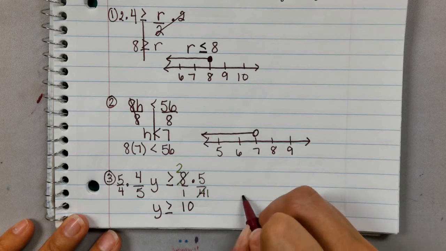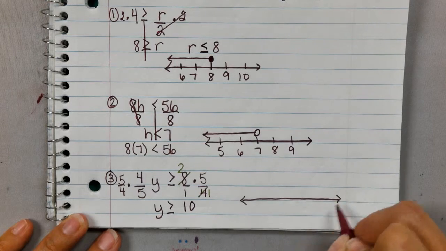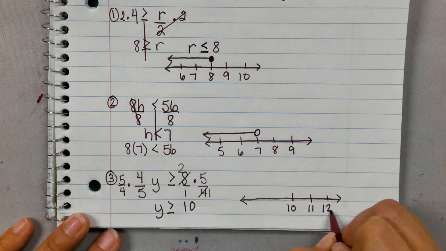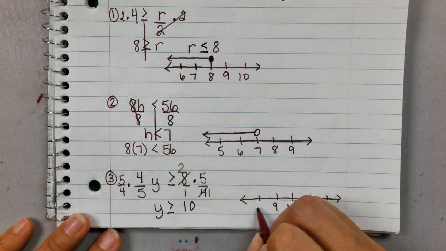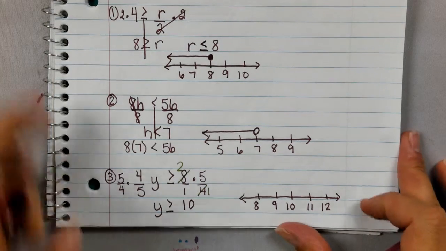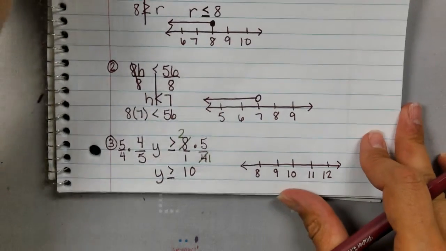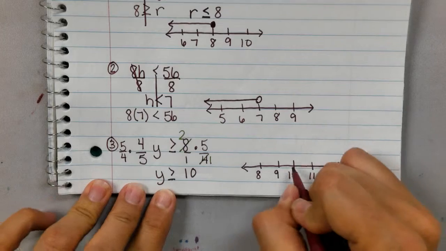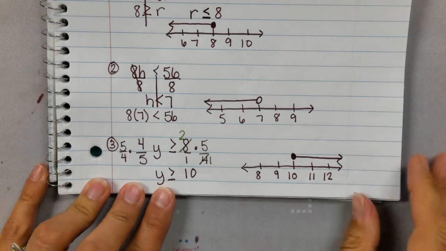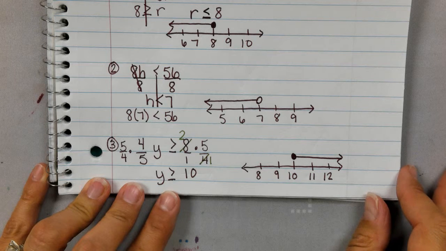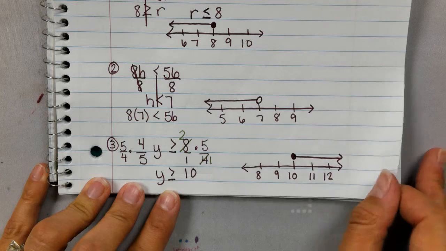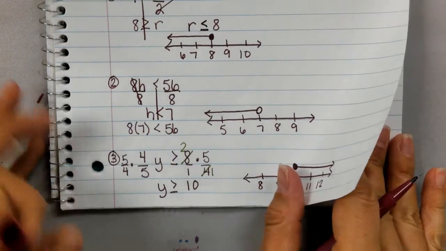So on the side here, make your graph. 10 is where you'll start. Do a couple of numbers above, a couple of numbers below, and this is going to be a closed circle because it's telling us that it will include 10. So it's greater than, going to the right, and there is your graph to represent that inequality. All right, one last one to do. We're going to flip it over.